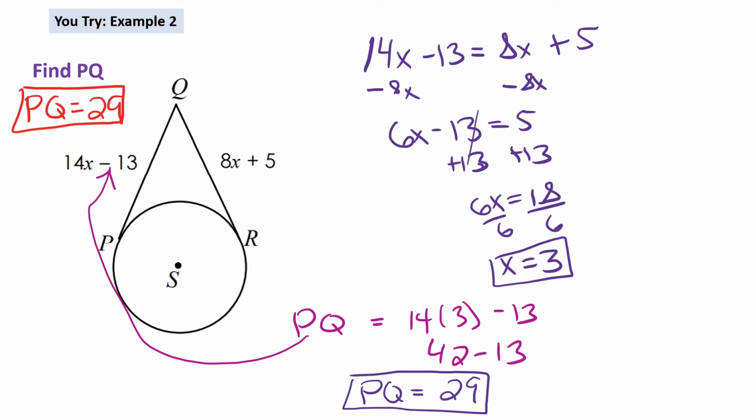Alright, so you should have gotten that PQ is 29. Hopefully you got it correct. You will get x equals 3 and just plug it back in. And of course you could have plugged it in right here as well with QR because they are congruent. So 8 times 3 is 24. And 24 plus 5 does give you 29. So you could plug it into either one because they are congruent. Alright, so let's move on to the next problem. If you don't see how I got the answer, you may want to just pause the video here and analyze my work a little bit more.